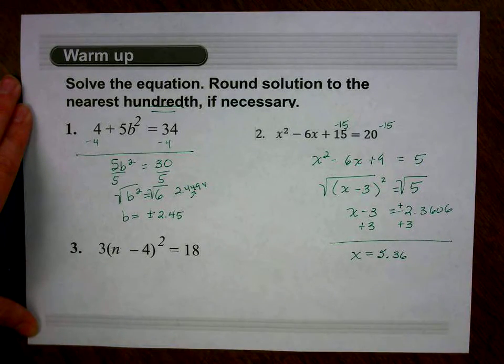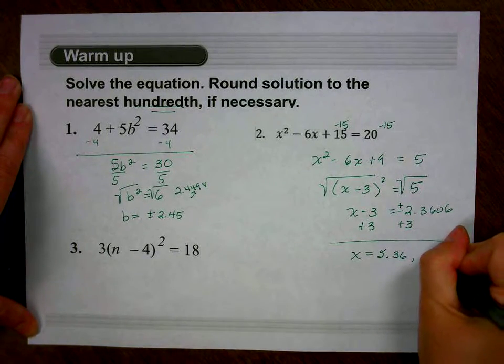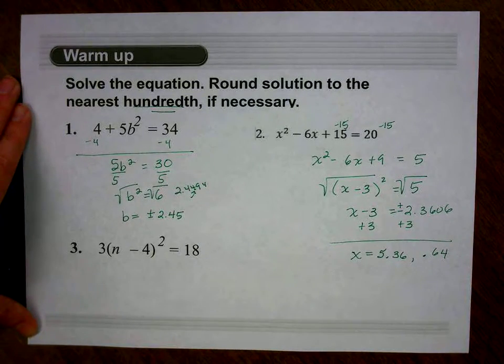And then if I take 3 minus 2.3606, looks like I get a positive 0.64 if I'm rounding to the nearest hundredth.